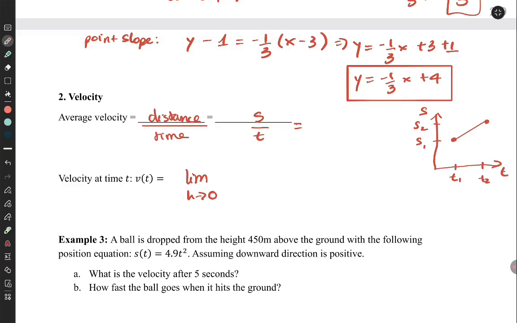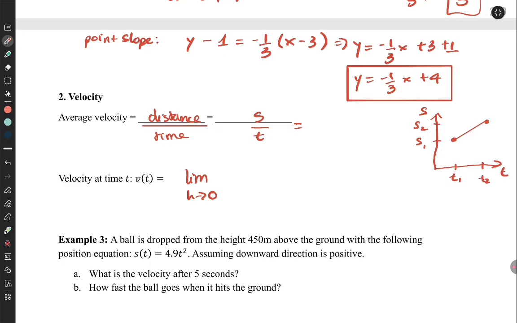How long does it take me? Maybe 1 second, 2 seconds, 3 seconds. Time. How far do I move then? 1 meter, 2 meters, 3 meters, and so on. So the velocity of this one is the rate, technically the slope of this line. The velocity in this problem is the slope of this line.